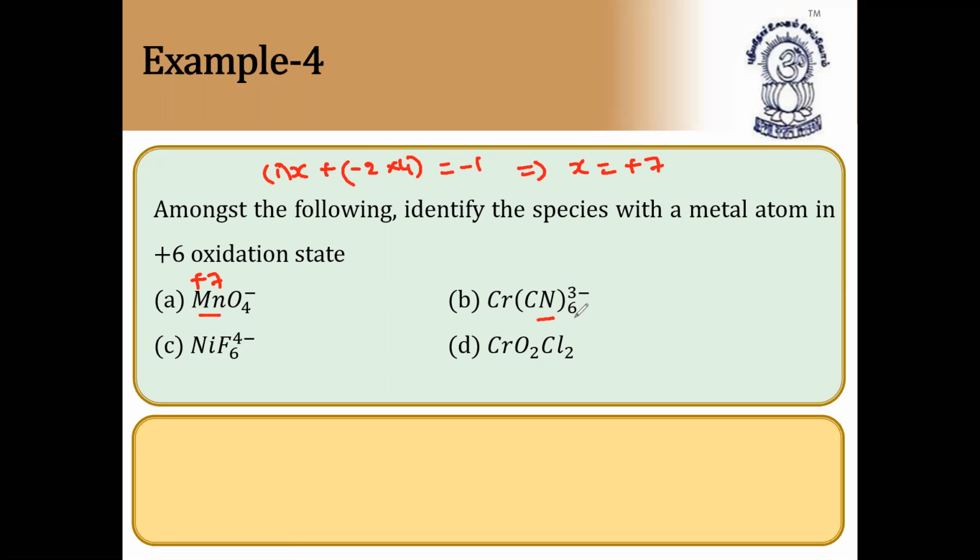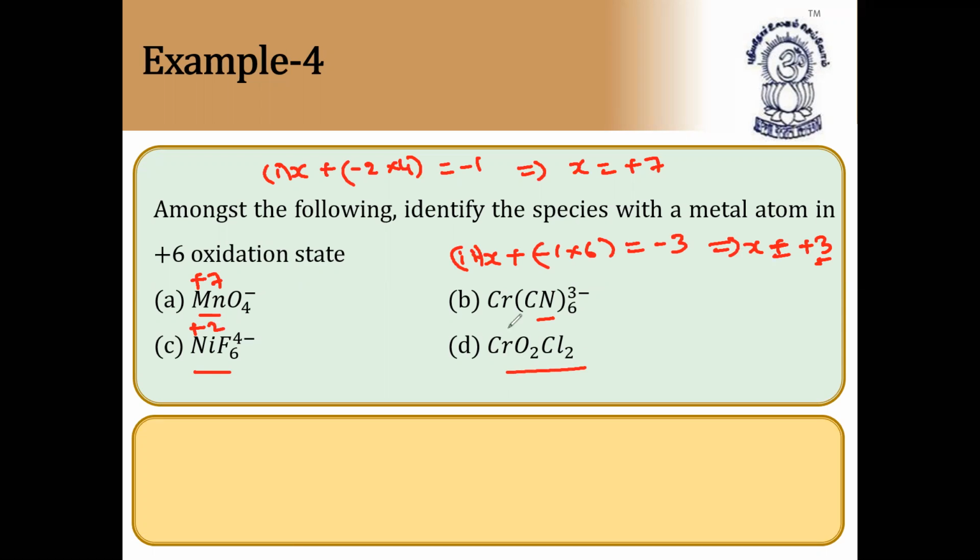Chromium, Cr(CN)6 3 minus, here the charge is already given. So this is x plus (-1) into 6, because each cyanide is -1, equal to -3. So x is equal to +3. This is the second one. Like that you can find oxidation states. NiF6 4 minus, this is +2 state, straight away you can say.